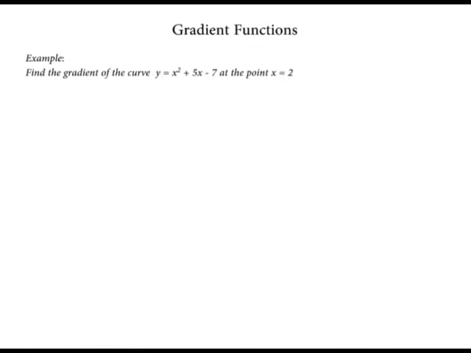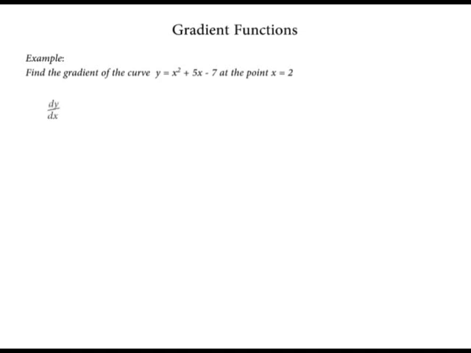For example, find the gradient of the curve y is equal to x squared plus 5x minus 7 at point x is equal to 2. In such cases, we've seen that you find the gradient function, that is differentiate, and just substitute the value of x in the gradient function.